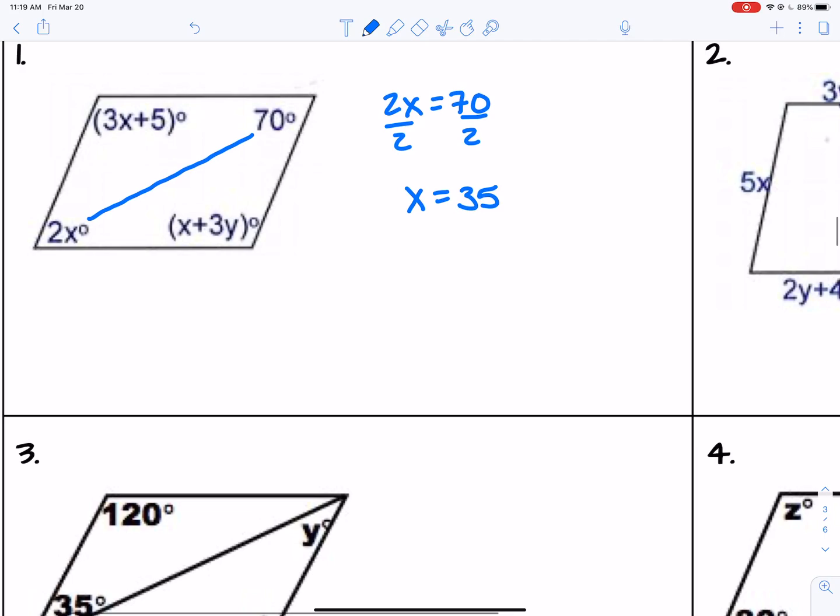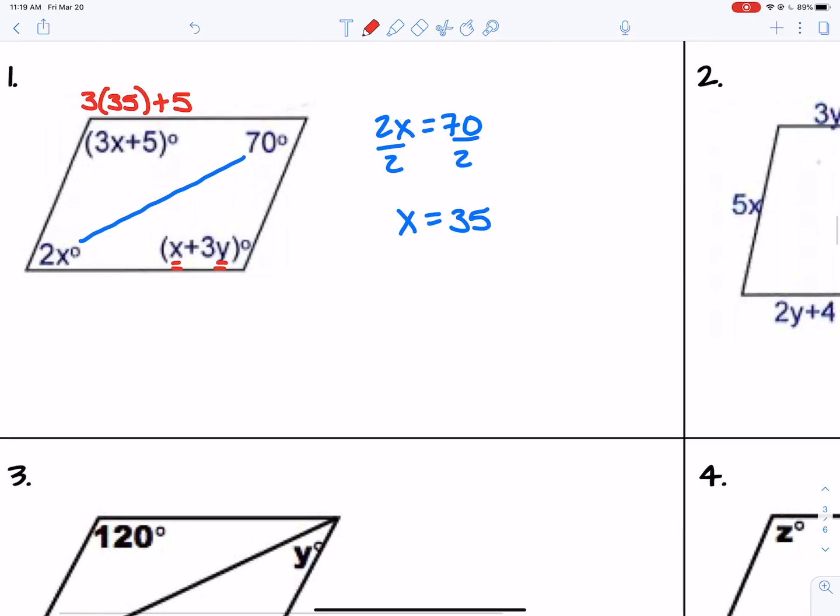All right, and then if I know that x equals 35, I can use that to help me figure out y, because notice you have x and y in this angle. So we would need to figure out x first before we're able to figure out the y value. So I'm going to say 3 times 35 plus 5, because now I know x equals 35. So that would be 105 plus 5 is 110 degrees, which I also know because of the 70 that is right here, because those are supplementary. They add up to 180 because they're consecutive. So there's a couple ways that you know that that angle needs to be 110 degrees.